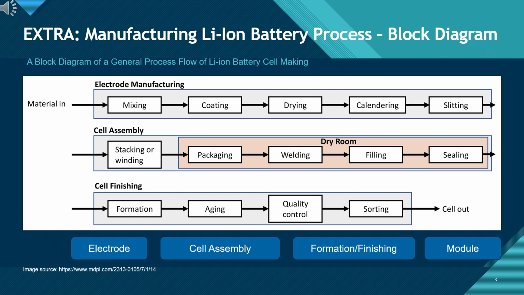Finally, cell finishing, which encompasses formation, aging, quality control, and sorting, before cells proceed to the next stage. This diagram does not extend beyond cell manufacturing to modules or packs, but it effectively captures the essential flow from raw materials to finished cells.